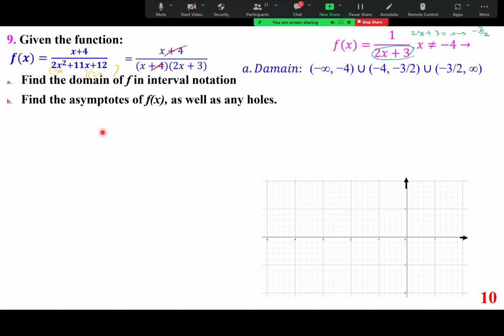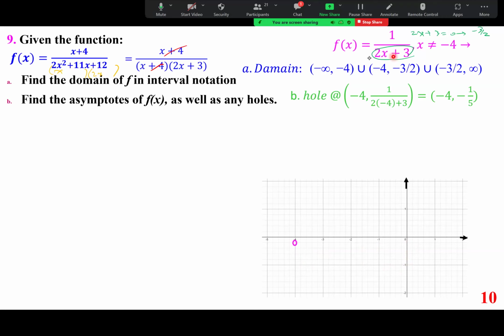So if we plug in negative 4 here, we get 2 times negative 4, negative 8, and 3 is negative 5, 1 over negative 5. So negative 4 and negative 1/5. That would be the location of the hole. One, two, three, 4 on the left, so negative 4, and this is 1. So roughly here. So that's how you get the hole.